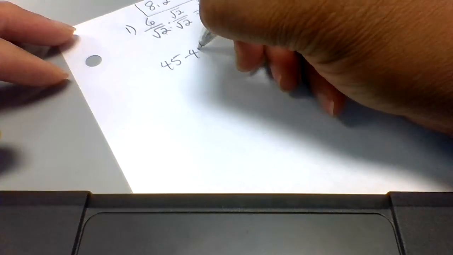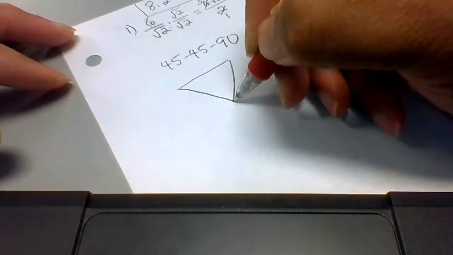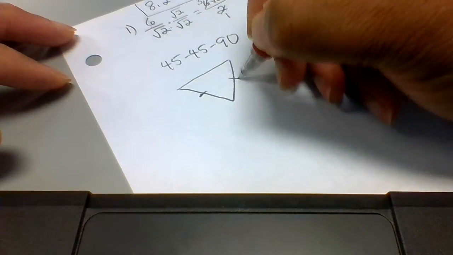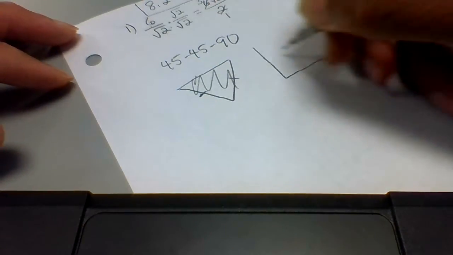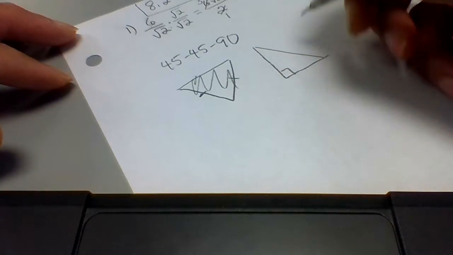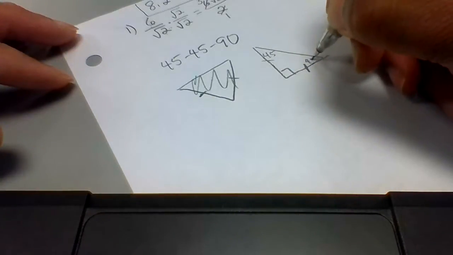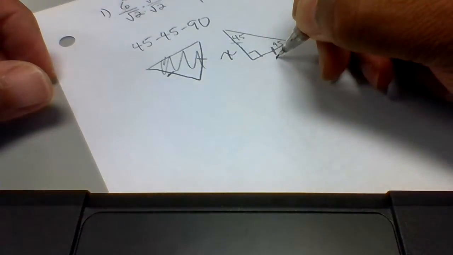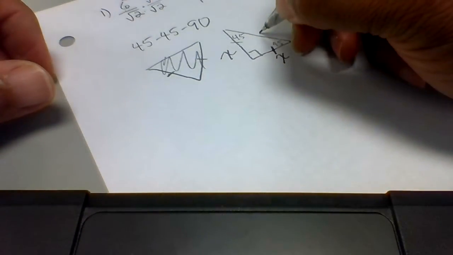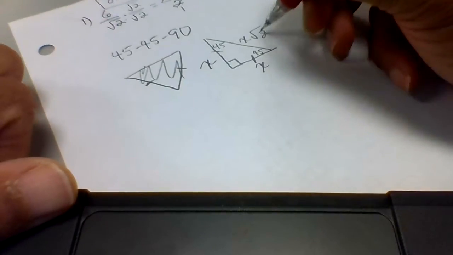The next thing we're going to talk about is a 45-45-90 degree triangle, which means then you have an isosceles triangle. Let's do it like this. 90 degrees, and these two are equal, so that means this is 45 and this is 45. So the formula is if this is x, the other side is x, and then this is going to be x square root of 2. Whatever this number is times the square root of 2.